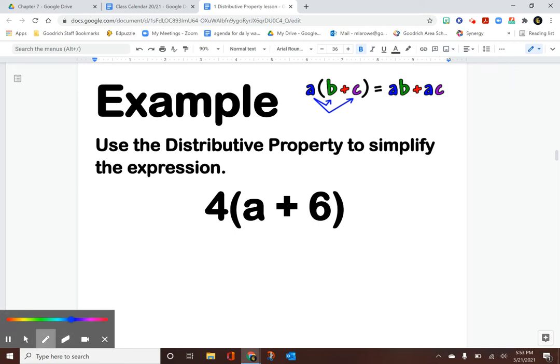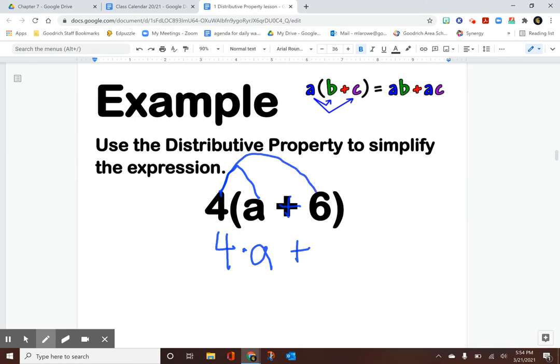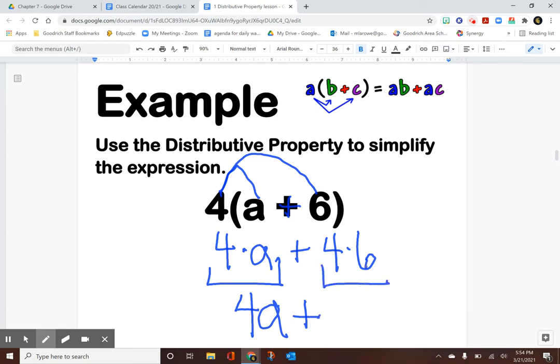So in my example here, I have 4 groups of a plus 6, and I'm going to multiply 4 times a plus 4 times 6. Now I know that 4 times a has a simpler way of being written, just 4a. Plus 4 times 6 has a simpler number, and that's a 24.